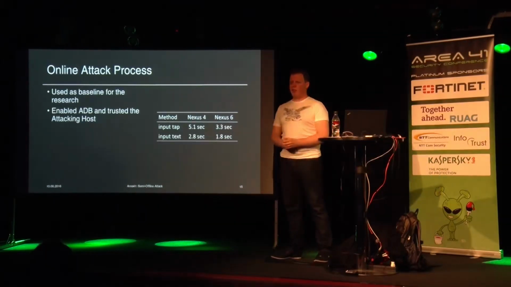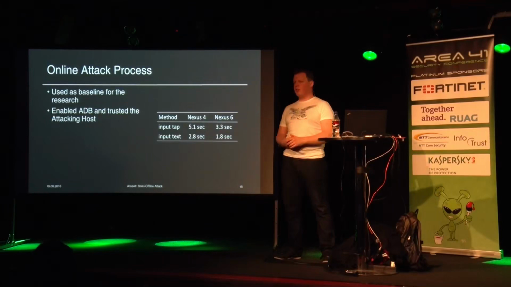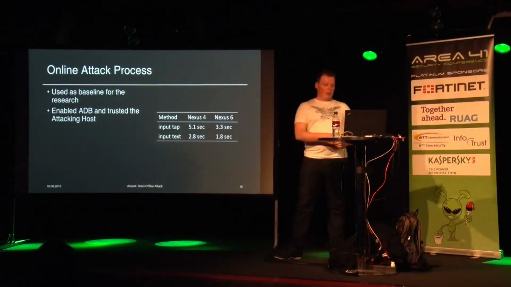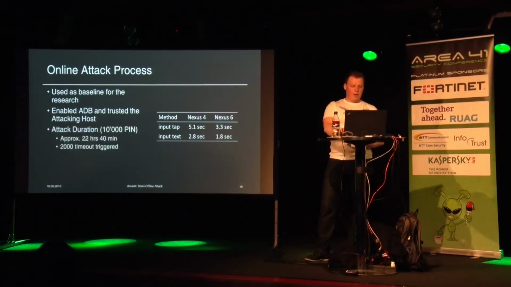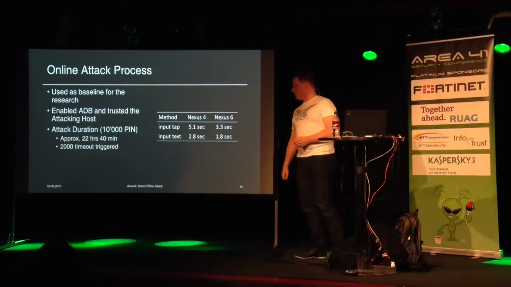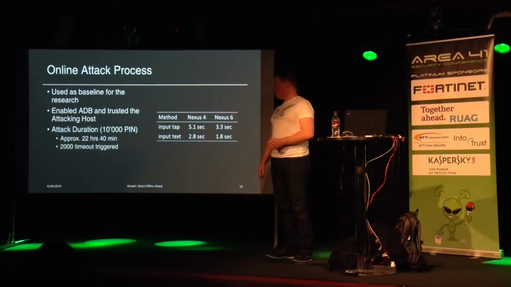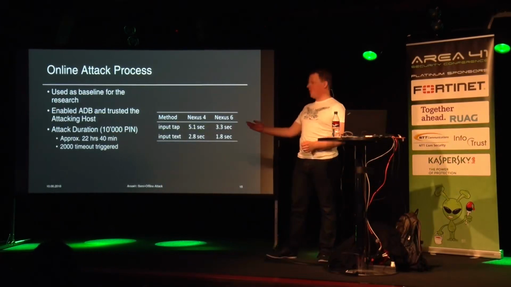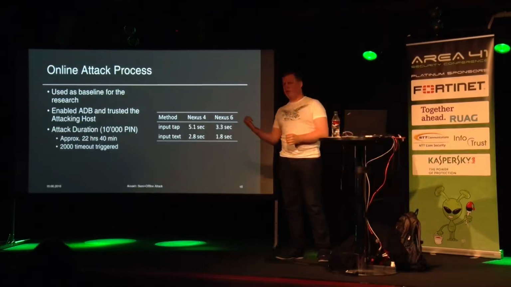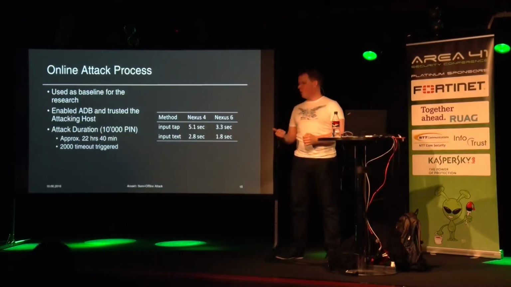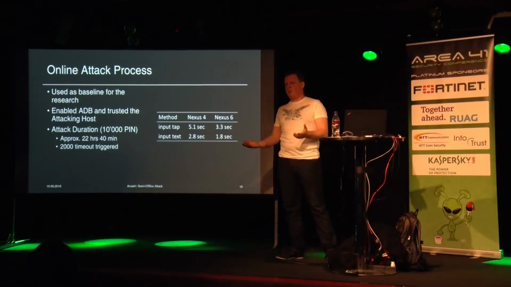And then I needed something to actually recognize if I found the correct PIN. For that, I run ADB dumpsys. That's a tool where you dump out system information, and there is a string mLockScreenShown. 10,000 PINs, almost 23 hours. That's a long time. 2,000 timeouts triggered. Yeah, and only for 10,000 PINs, right? So we don't have complex passwords, but hey, who is using complex passwords on the phone anyhow?